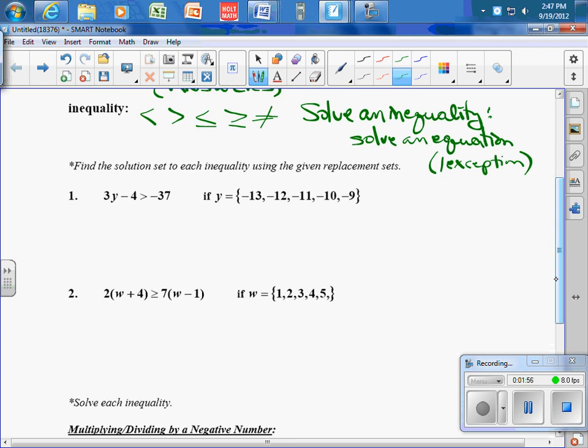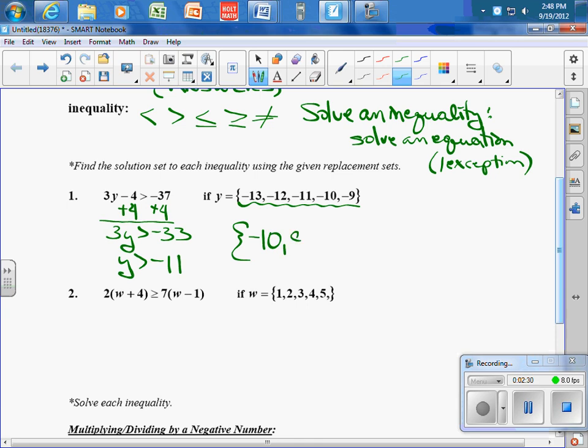But let's talk about solving 3y minus 4 is greater than negative 37, and I get to use the integers from negative 13 to negative 9 as my replacement set. In other words, which of these numbers will make this inequality true? We're going to add 4 to both sides. We get 3y is greater than negative 33. When I divide both sides by 3, you get y is greater than negative 11. Which of these numbers is greater than negative 11: negative 10 and negative 9?